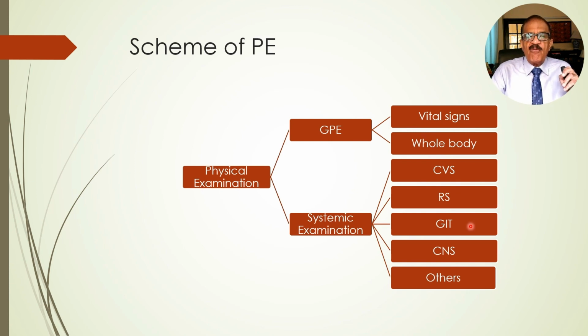Why? Because some very important physical finding may come from another system which apparently is not affected. For example, the patient says shortness of breath and there's pallor, but when you examine his abdomen, you find massive splenomegaly. The patient never mentioned any pain here, but that splenomegaly actually provides a very important clue to the diagnosis. So examination should be complete.